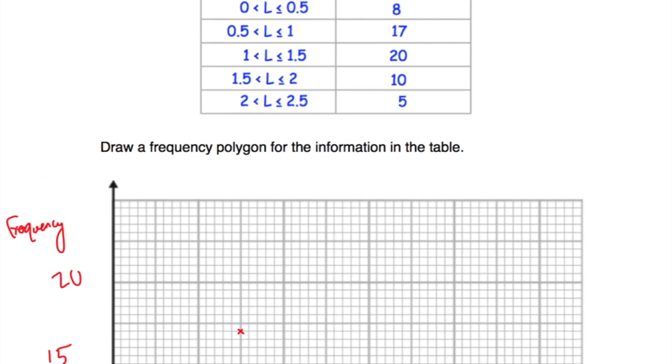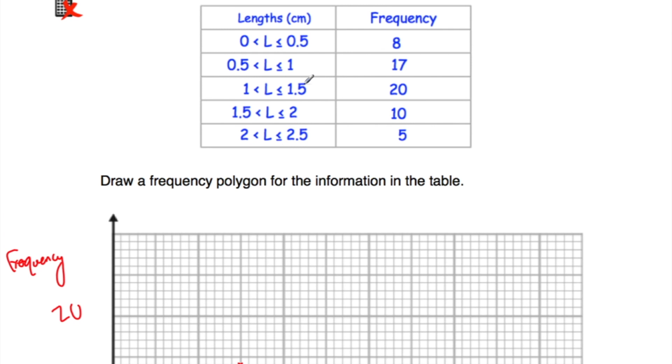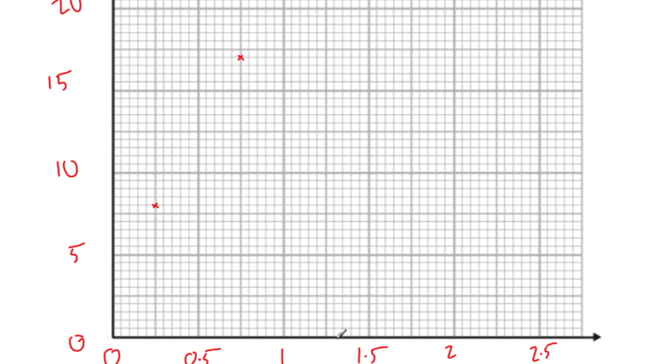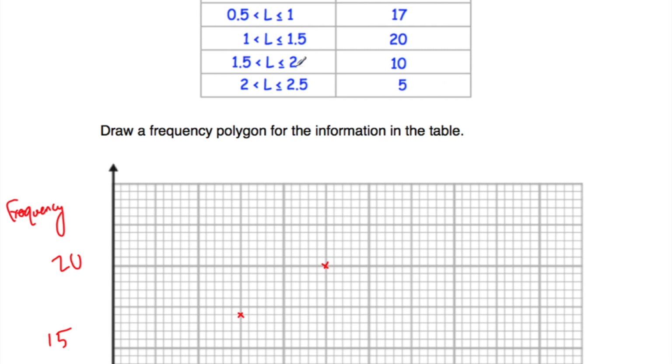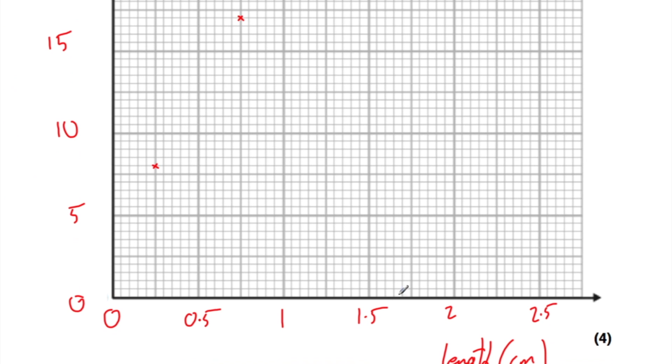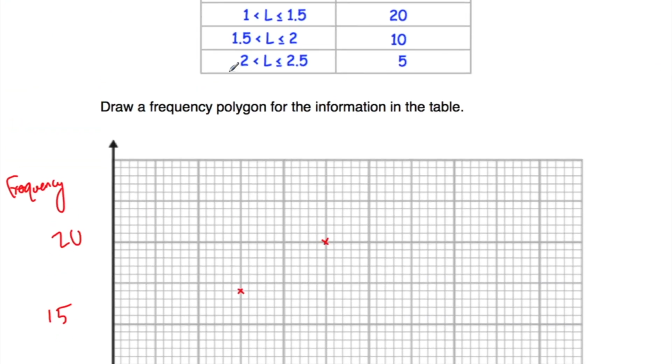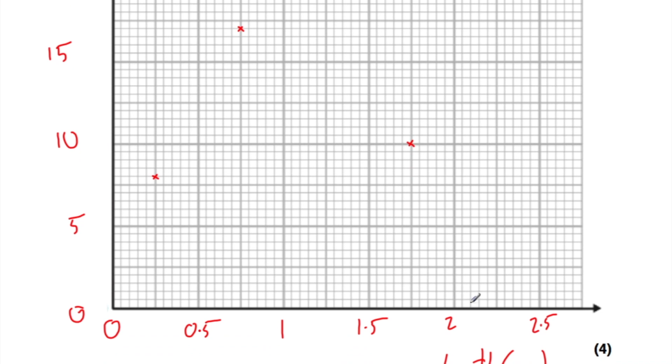Our next point is going to be in between 1 and 1.5, so that's going to be 1.25 and up to 20. So 1.25 will be here, and up to 20 would be there. Next, we have got 1.5 and 2, so in the middle of those would be 1.75 and up to 10. So again, between 1.5 and 2, that's that thicker line, and up to 10 would be there. And finally, our last point in between 2 and 2.5 would be 2.25 and up to 5. So 2.25 would be in the middle there, and up to 5 would be there.